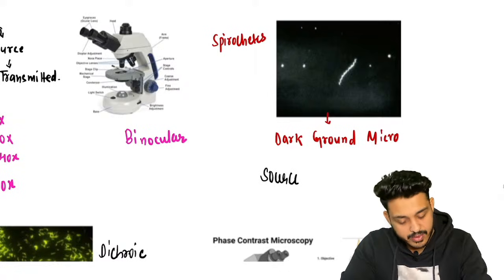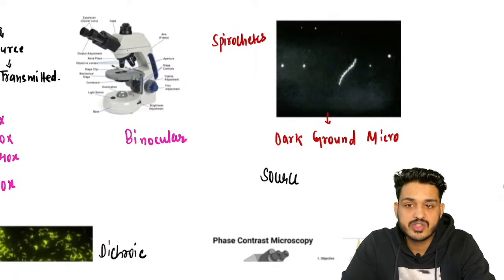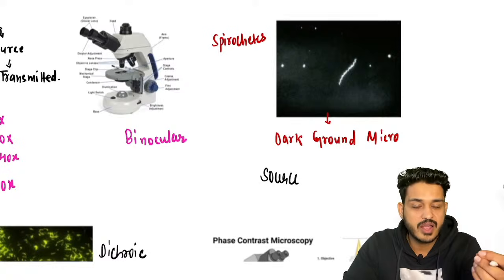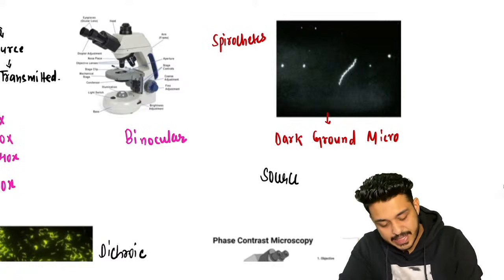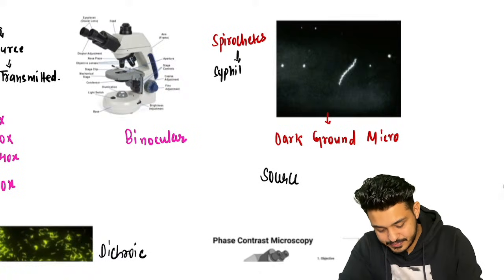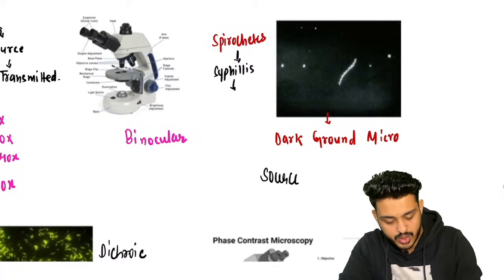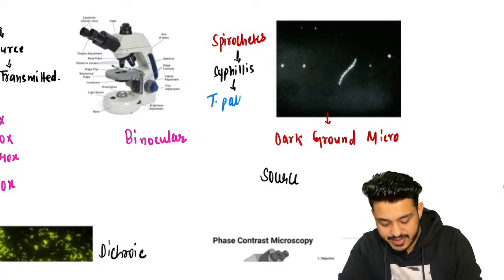What are the spirochete examples? They are giving you in the examination. They will write a question, a truck driver is coming to you, and the patient is having a painless ulcer. So what is that painless ulcer? That is known as syphilis. And syphilis is due to what organism? Syphilis is due to Treponema pallidum.